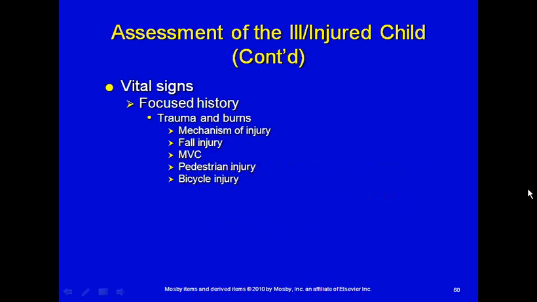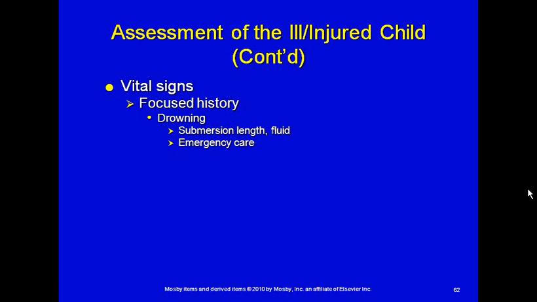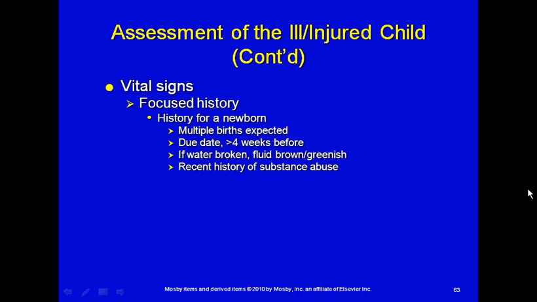With trauma and burns, your history is more on the mechanism. How did the injury occur? Was it a fall? If so, was it greater than their height? Was it a motor vehicle collision? Was it a pedestrian or a bicycle injury? Was there penetrating trauma? Burns? If so, we know the percentage of burns that we use, we use a different rule of nines for children than we do adults. If it was a drowning, how long have they been in the water? What type of water was it? What sort of emergency care has been provided?